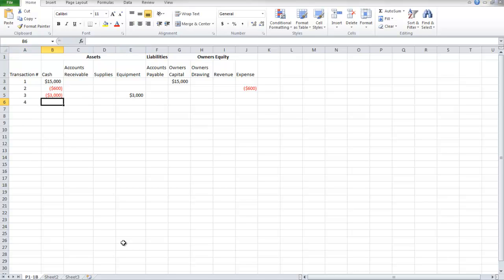Transaction number four says that they incurred $700 of advertising costs in the Chicago Tribune on account. On account means that there's a bill that the company now owes and they haven't paid it yet, but we have to book this transaction for this expense. So accounts payable is increased, while expenses are also increased.